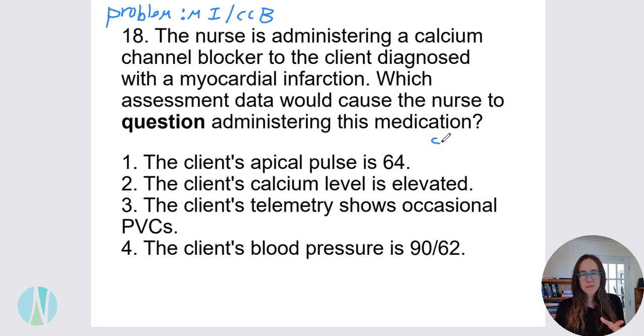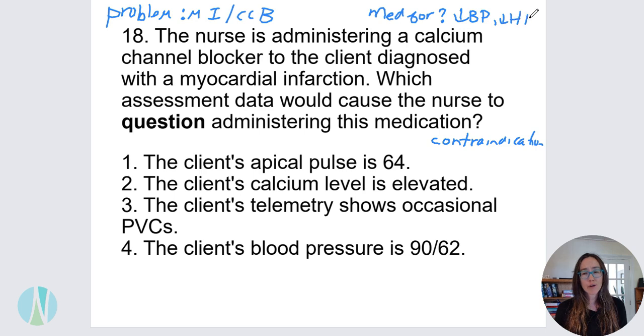So there's something wrong, right? Or maybe there's some kind of contraindication. But of course, if you're my student, what am I going to ask? I'm going to say, well, what's that med for? And you're going to go calcium channel blockers. Those were the antihypertensives, right? They decrease the blood pressure and they can probably affect that heart rate too.